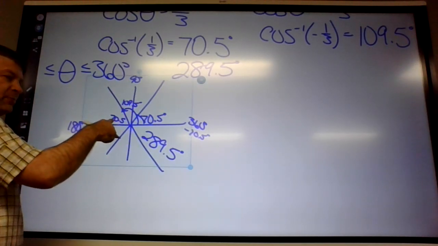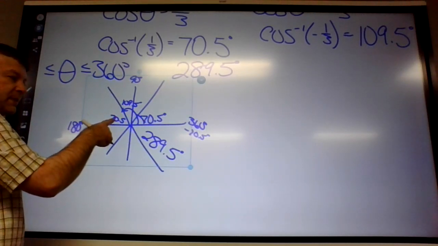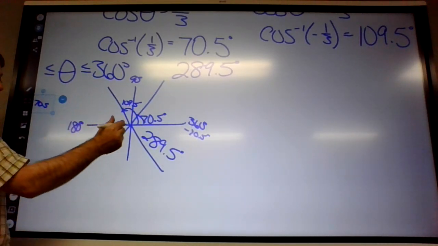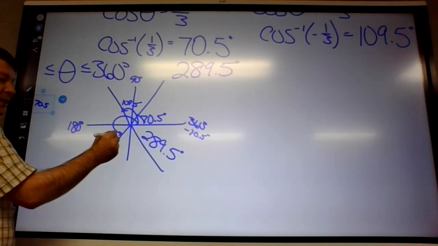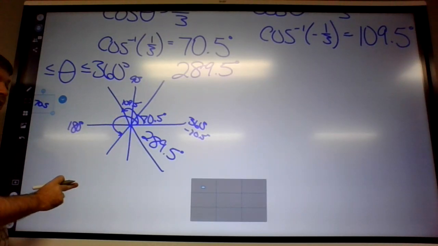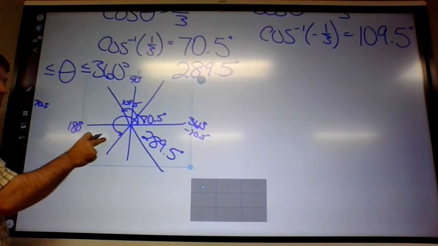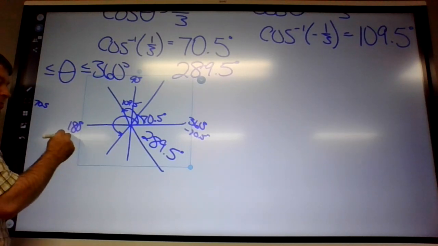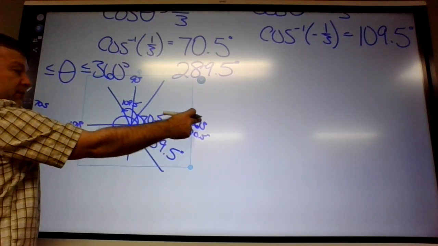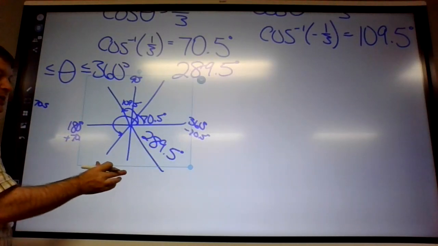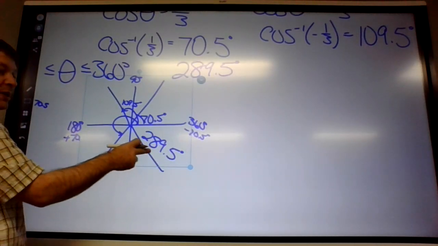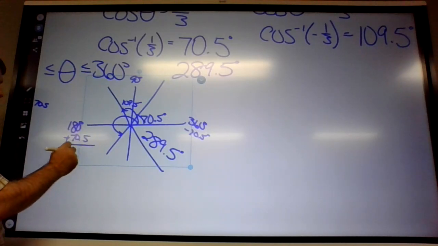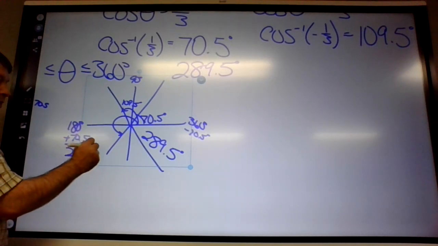Because they both have a ratio of 1 to 3, basically. So 70.5 is still a reference angle. So to find this angle right here, the third quadrant version of that angle, we would do 180 plus 70.5. Just like over here, we did 360 minus 70.5. 70.5, the reference angle, tells us how far we are from the x-axis, basically. So that would be 250.5.